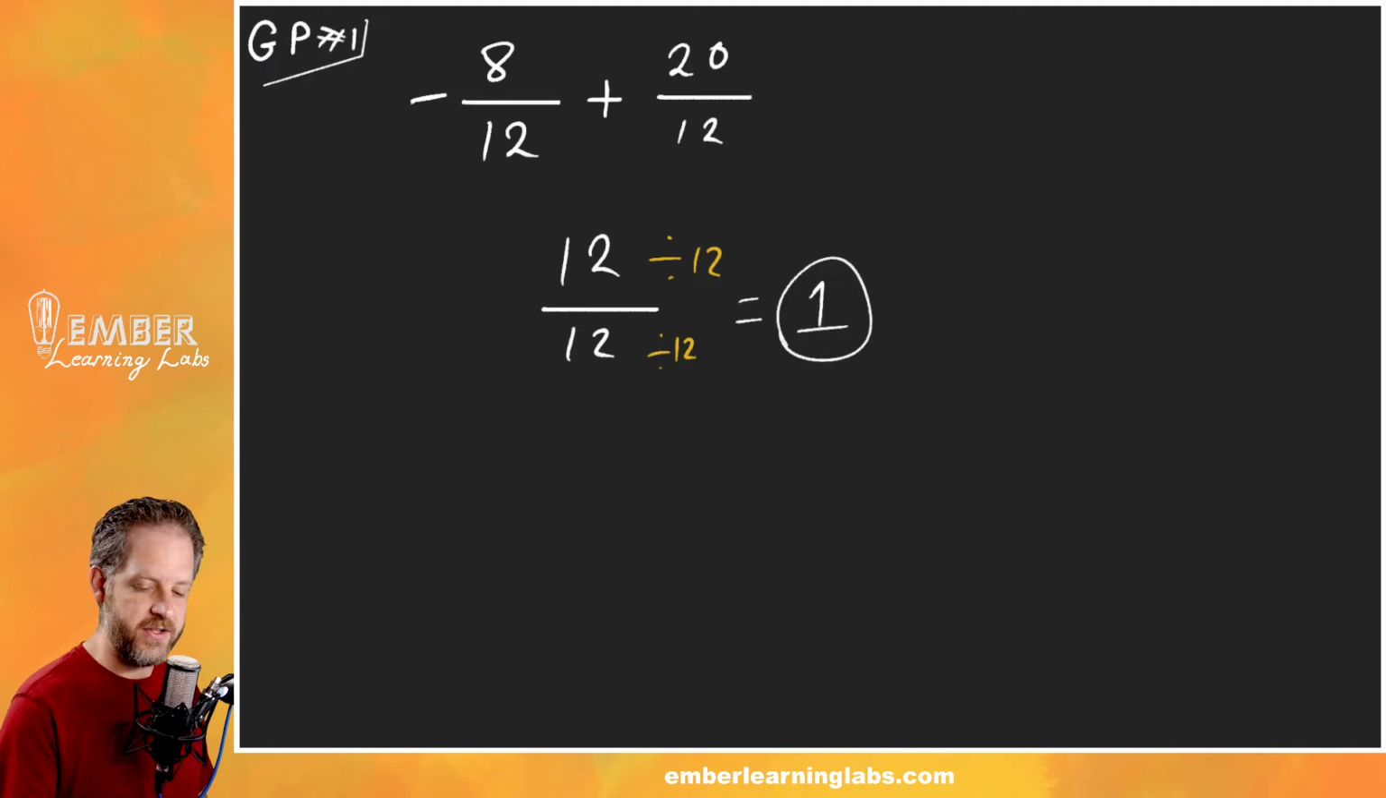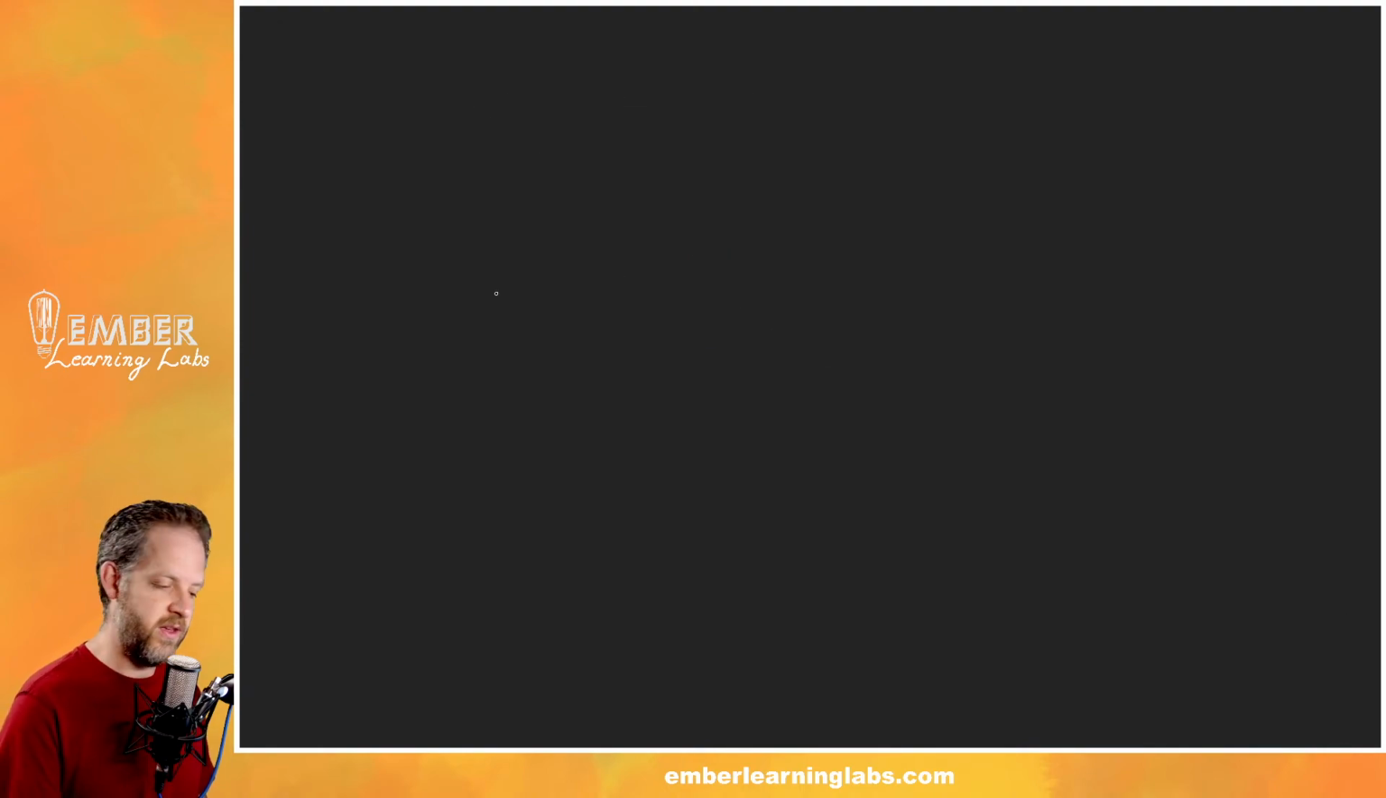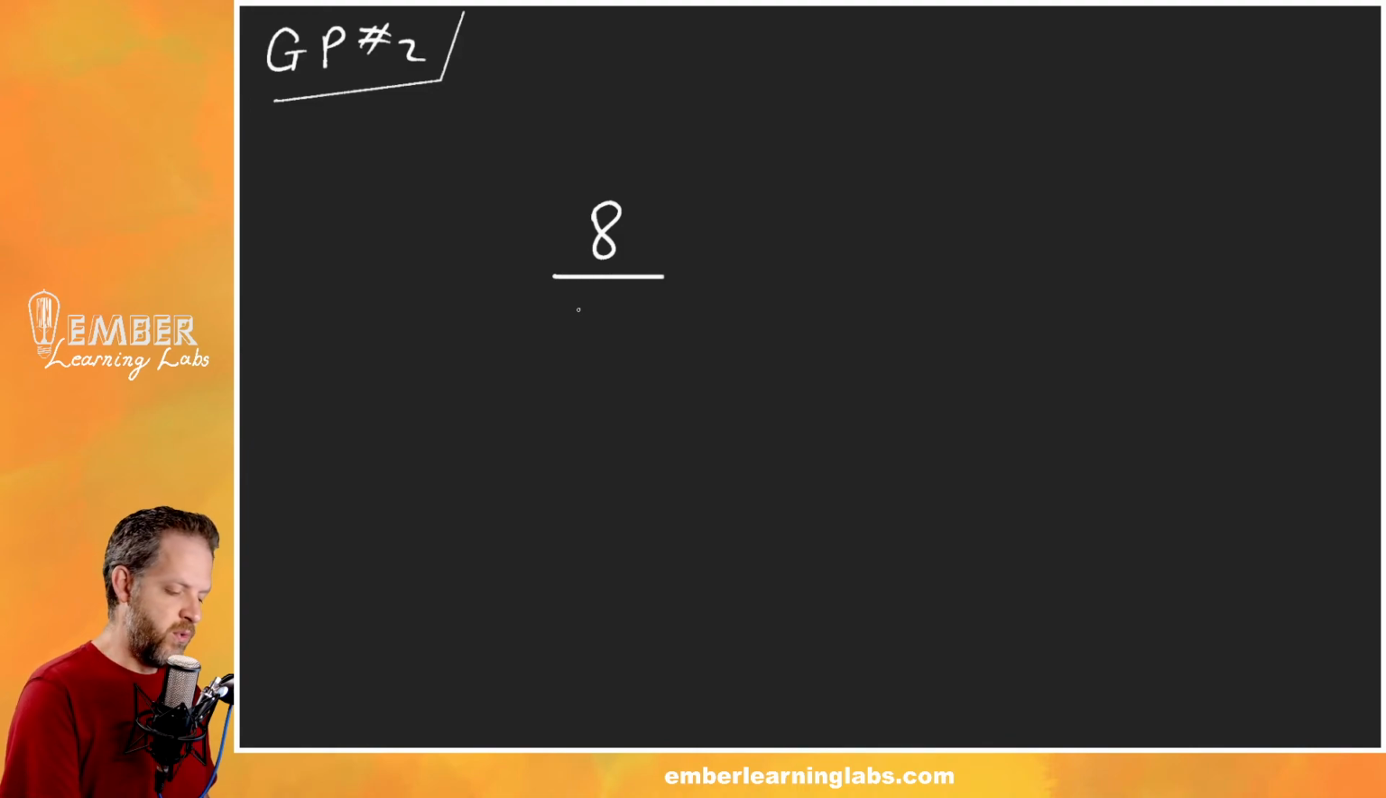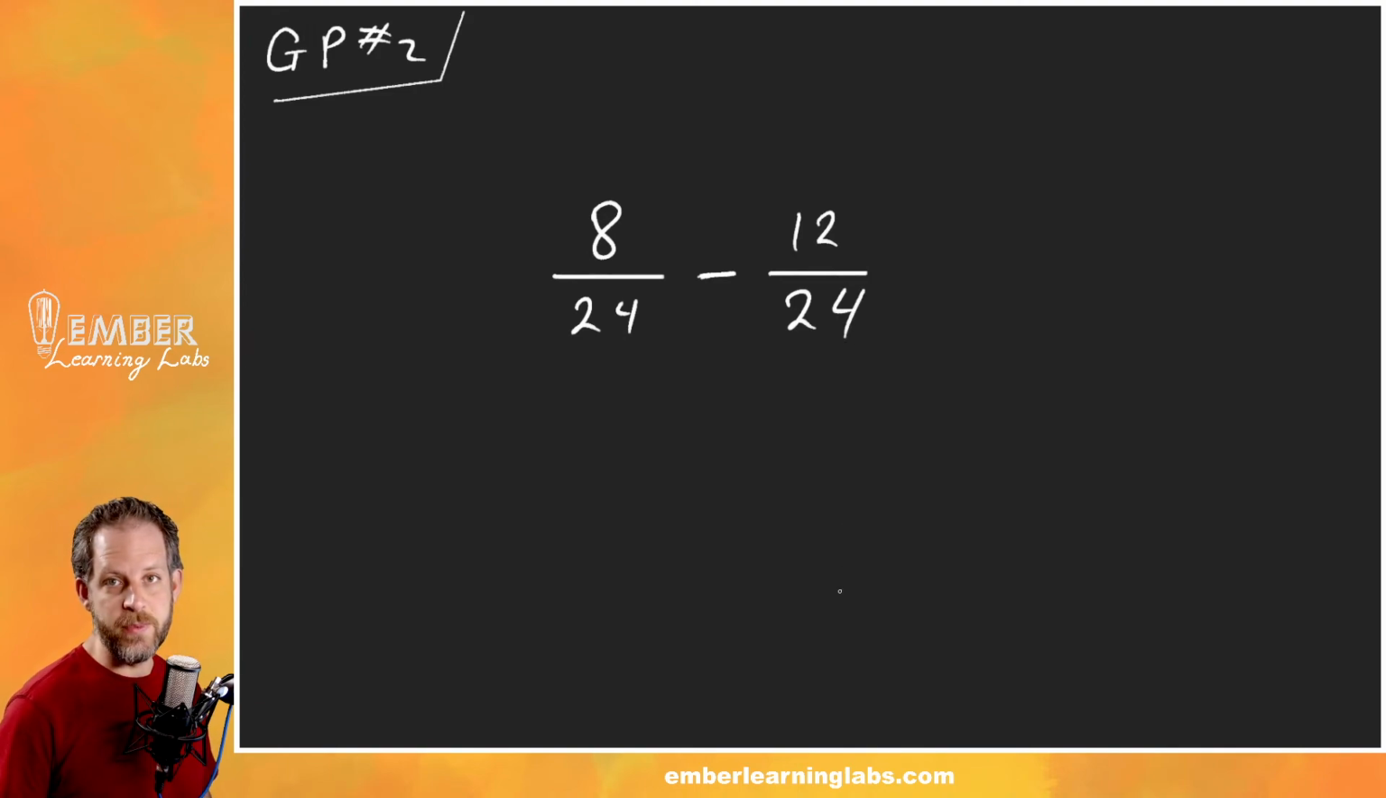Let's do another guided practice. And then I think we're going to be through with this lesson. So let's do GP number 2. Let's do 8/24ths. I know that's reducible, but that's okay. Minus, let's say 12/24ths, also reducible. It's a good sign that the answer may be reducible at the end. Who knows? Maybe, maybe not. We're going to find out in a minute. All right, hit the pause button. Come back.